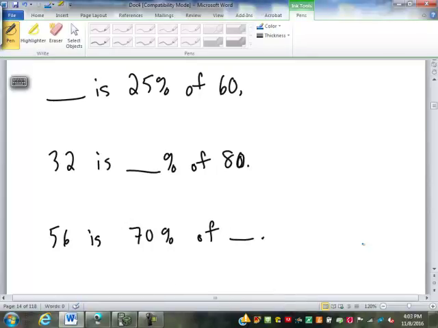So the first one, we have 25%. So we start at 25 over 100. On the other side, where does the 60 go? On the bottom. Very good. So you cross multiply. 25 times 60 divided by 100 is 15. Good.